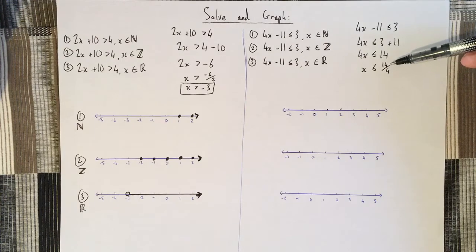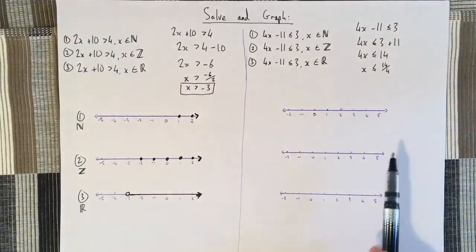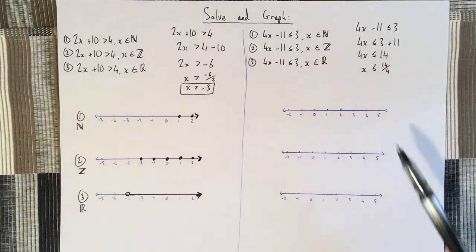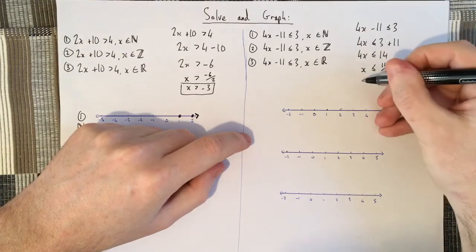I mean, you can simplify it to 7 over 2. What I would say here is I probably would write it as a decimal because I'm not exactly sure where 14 over 4 goes on the number line in that form. All right, so I would just put 14 over 4 into my number line. It's 7 over 2, so it will be 3.5.